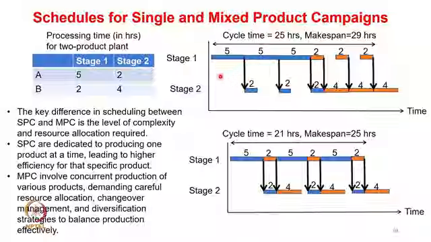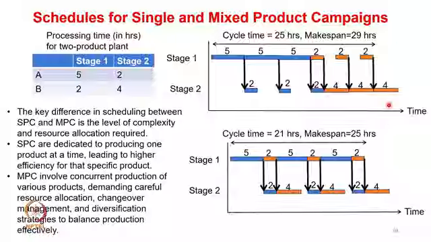You can see stage 1 of A, stage 2 of A, stage 1 of A, stage 2 of A, stage 1 of A, stage 2 of A. Then you start stage 1 of B. Okay. So, stage 2 of B, stage 1 of A, stage 2 of B, stage 1 of B, stage 2 of B, and so on and so forth. So, this is one way to organize this production problem.